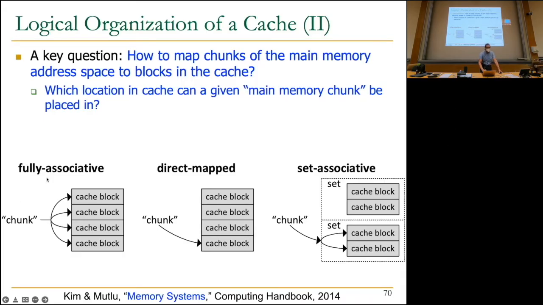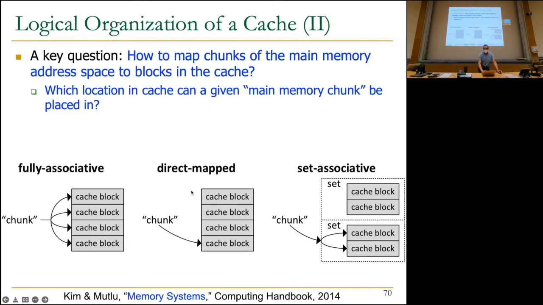But at the high level, assume that you have a cache with 4 possible blocks. You can only have 4 blocks in your cache. A chunk in main memory, any chunk in main memory, can map to any possible cache block. This is called fully associative. This is the most flexible organization, basically.